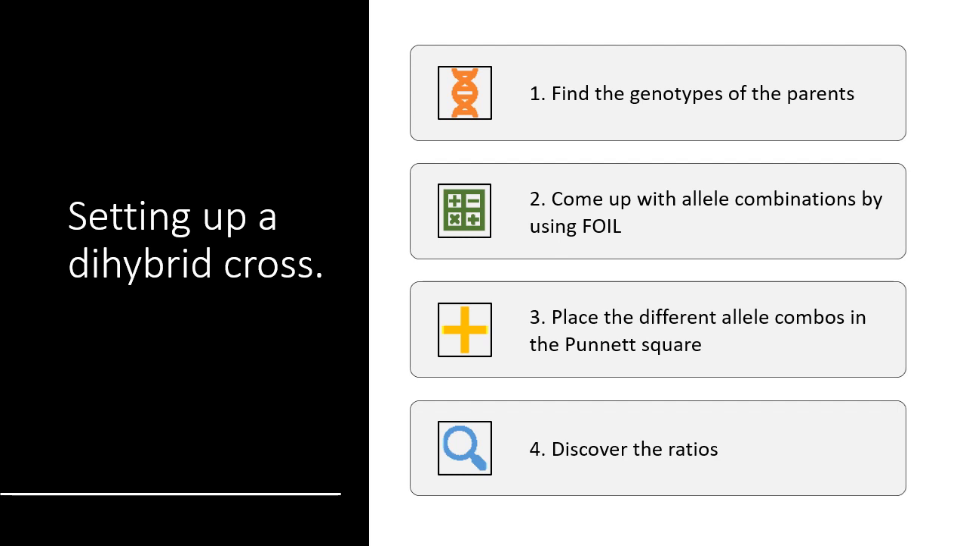I will explain how that works by showing you. But basically, you're coming up with all the possible combinations that could exist that go into the gametes, the eggs and the sperm. Then the third step is to place the different allele combinations in the Punnett square, and then you figure out what the ratios are. So let's try one together.